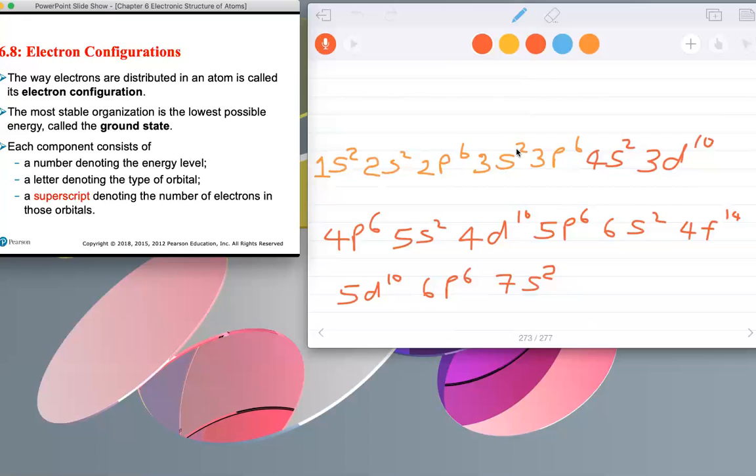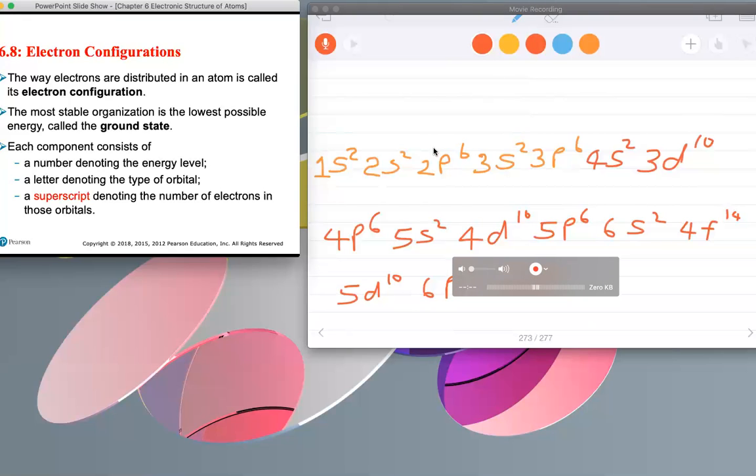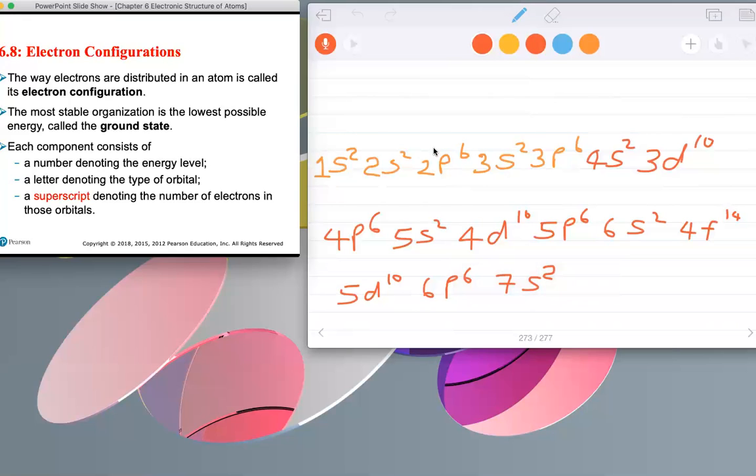All right. If, for example, we are talking about sodium, sodium is number 11. I don't expect you to memorize this. You'll be given the periodic table. I'll give you a periodic table for that. I'll say, all right, 1s2. I still need 9 more.